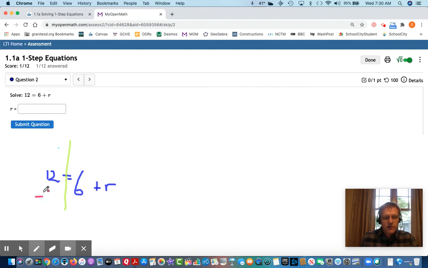Now, here's what a lot of students do. A lot of students say, oh, I'm just going to subtract the 12. Well, you can, but why? Why are you subtracting the 12? Are you just picking a random number because you don't know what to do?